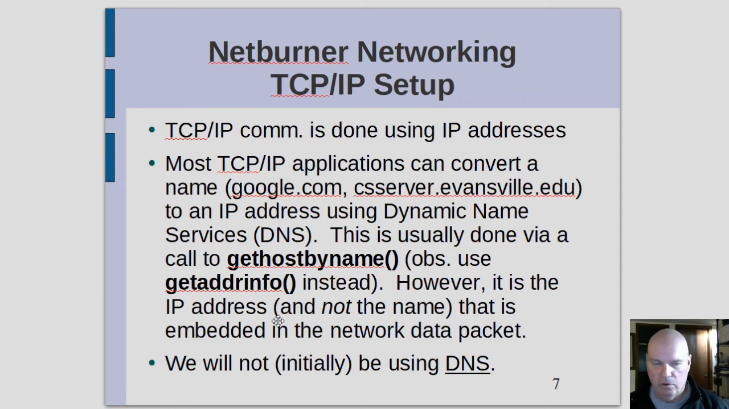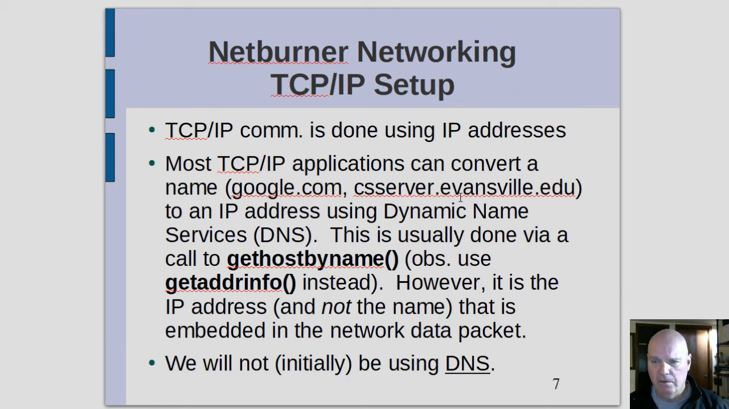You as a user using a web browser are completely unaware of it, but your web browser software first contacts a DNS server and asks for the IP address of CS server, for example. And then it forms a request using the IP address of CS server, and sends a connection request to CS server. So the software to do that has traditionally been gethostbyname. That's considered obsolete now. So at the programming level, you use getaddrinfo. I've left out the arguments there.